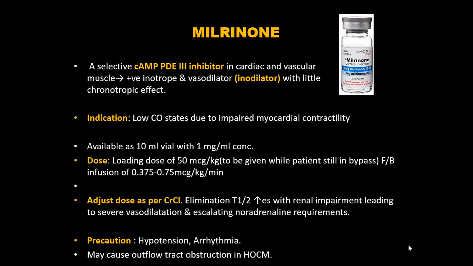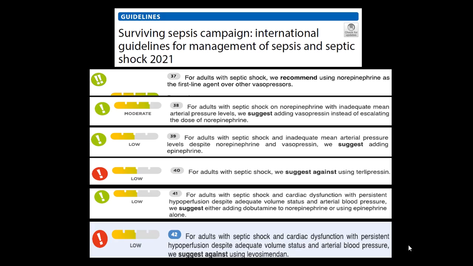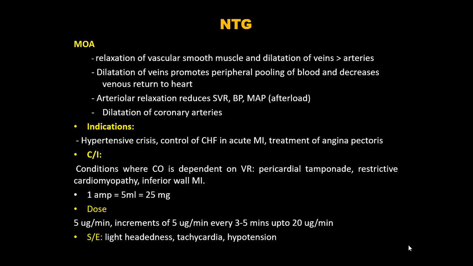Milrinone is a selective phosphodiesterase 3 inhibitor in cardiac and vascular smooth muscle. It has a positive inotropic action as well as vasodilator, so it is popularly known as an inodilator with little chronotropic effect. Indication is low cardiac output states due to impaired myocardial contractility. Available as a 10 ml vial with 1 milligram per ml concentration. Dose has to be adjusted as per creatinine clearance and precaution has to be taken when the patient is in shock and arrhythmia. These are the few guidelines we must be discussing in the sepsis class.